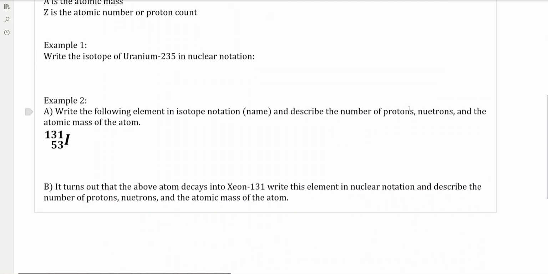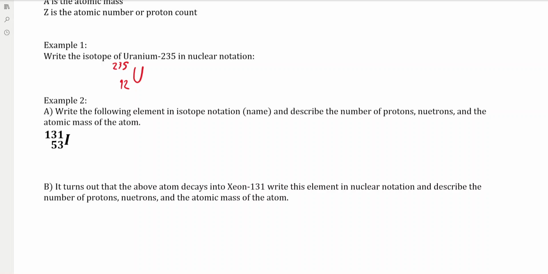So let's go ahead and write some example questions. I recommend you pause the video here, try it yourself, and see if you get the same answer as me. Example 1 says write the isotope of uranium-235 in nuclear notation. So uranium is U-235. And then you just have to look up a periodic table, which is in your formula sheet, and you get the number of 92. So this is uranium-235 in nuclear notation.